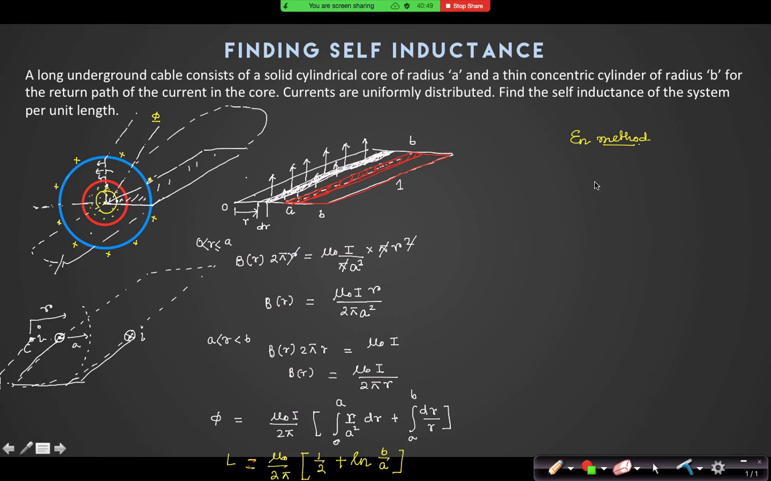In the energy method, what we can do is look where the energy lies. Energy is lying inside the volume, right? Outside there is no energy because there is no field. If you use Ampere's law, you will find the net current inside is zero. So outside the field is zero.